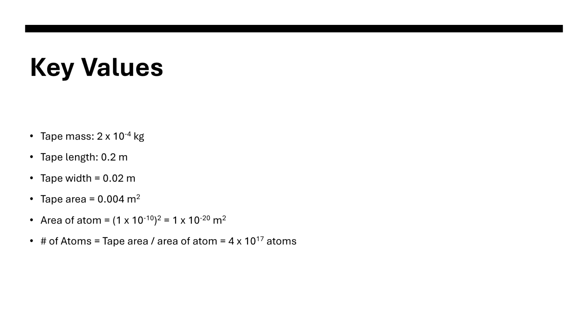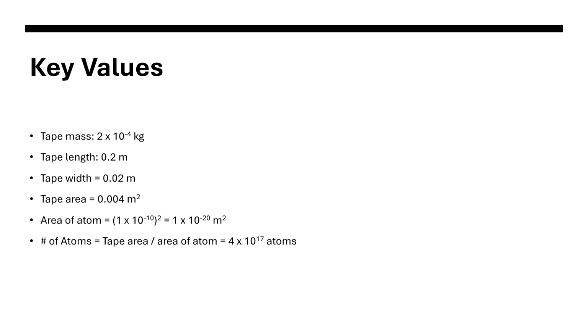These are some key figures and calculations for this lab and will help with calculations later. The tape mass is 2 times 10 to the minus 4 kilograms, which is determined using the density and length of the piece of tape used in the experiment. The length and width of the tape were measured to be 0.2 and 0.02 meters respectively, and the resulting area of the tape was 0.004 meters squared.